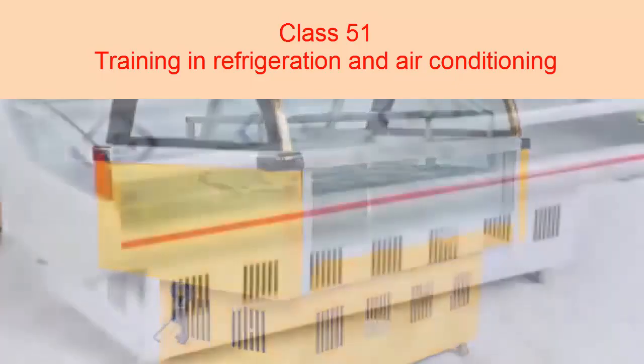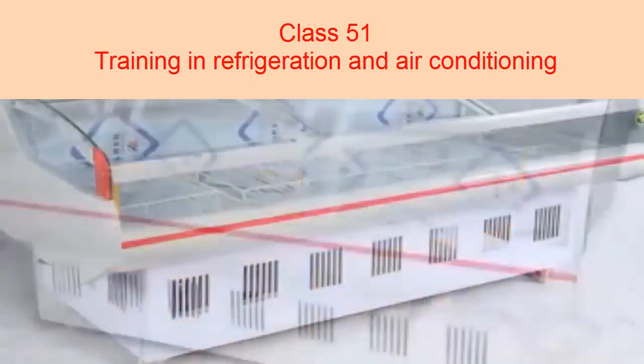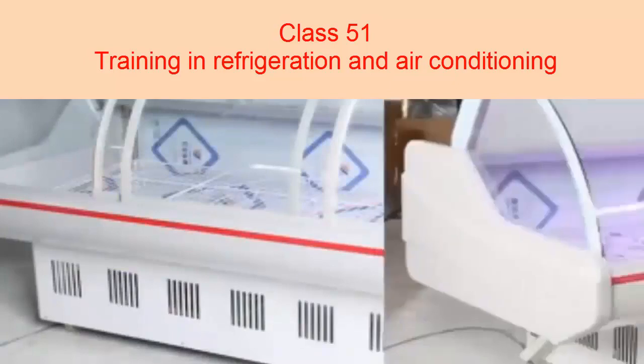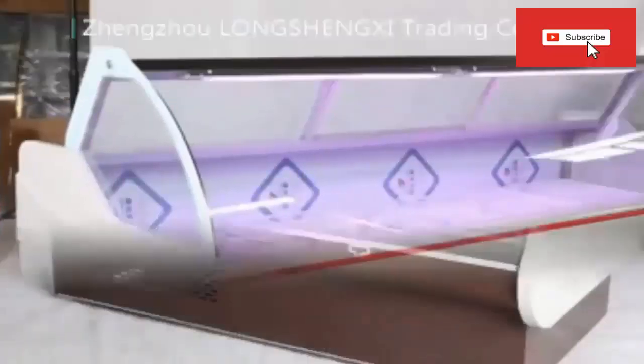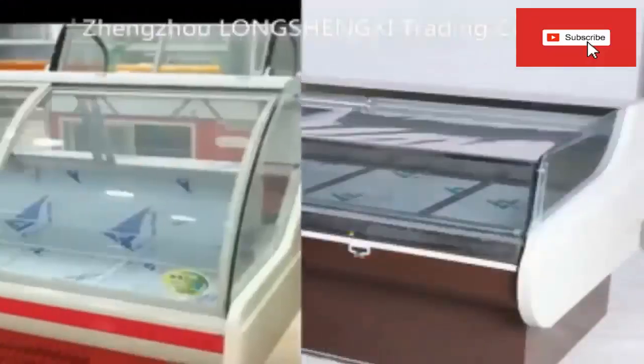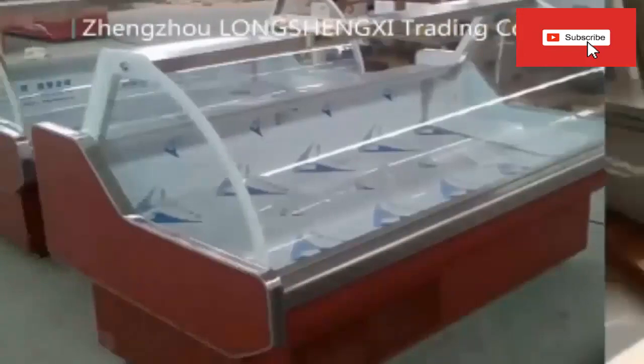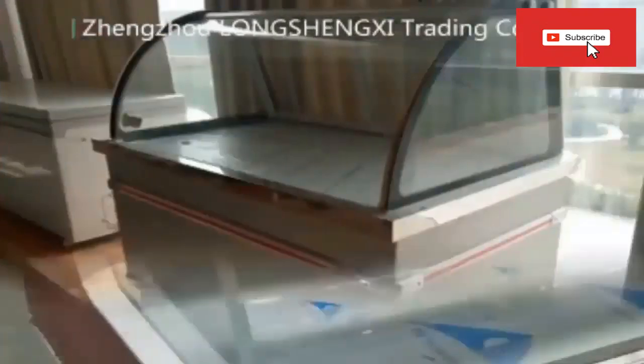In this Class 51 of our medium-level refrigeration and air conditioning course, we are going to study the display equipment that works with R134a refrigerant gas. Let's start by saying that showcases are the best tool for displaying food while it is kept in optimal temperature conditions.